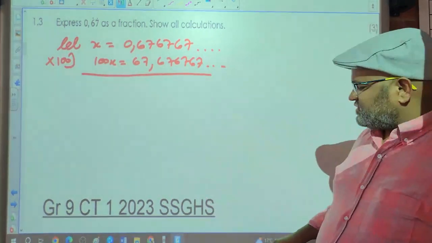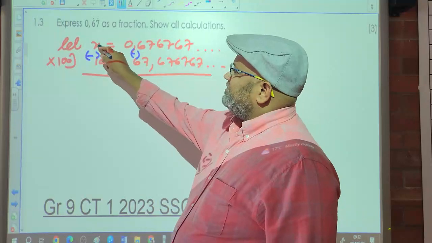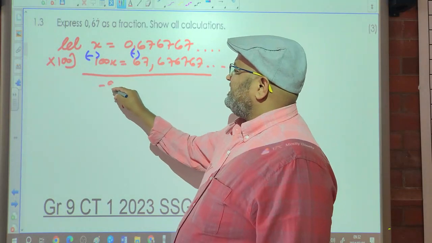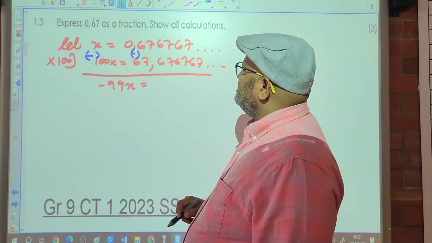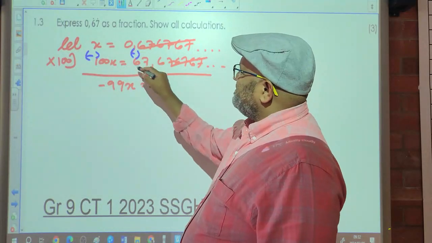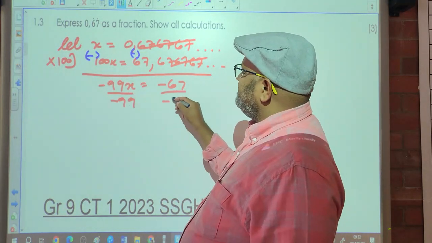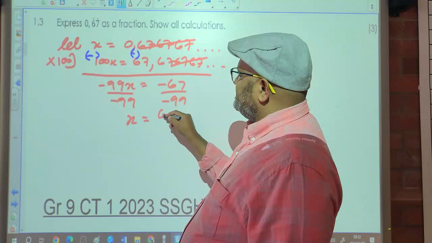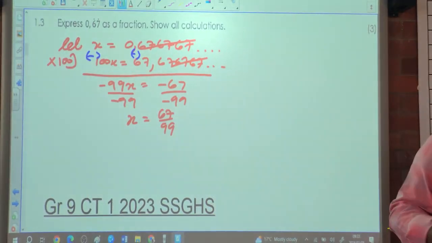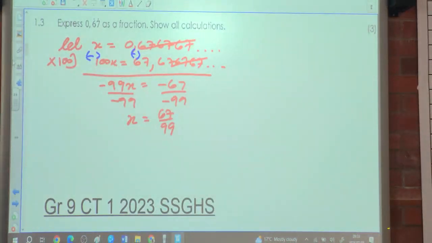So what we do is we change the signs on the line. So we subtract. So x minus 100x is going to give you negative 99x is equal to, then of course that cancels, and that's the reason why we did what we did. So 0 minus 67 is negative 67. Divide both sides by negative 99. So x is equal to 67 over 99. Is there any number that goes into 67 and into 99 without remainder? No? So that is your answer.